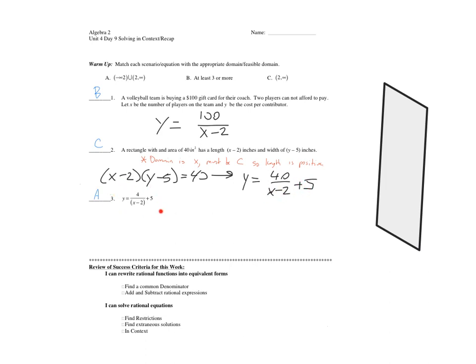Finally, this one has no context, so this is going to be our typical domain, negative infinity to 2, 2 to infinity. So hopefully that was a good review. Now let's go on to the next page where we're going to talk about solving things in context.